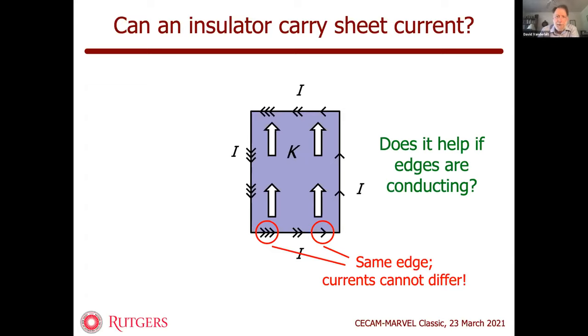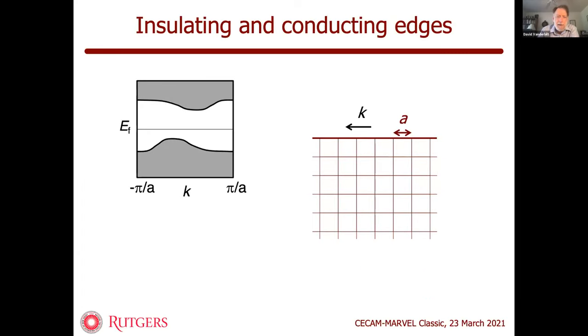Does it help if the edges are conducting? No, not really. Suppose that I put some, this is a little picture of the valence band and the conduction band projected in the one-dimensional wave vector space. And I've got a surface band that comes and cuts the Fermi energy. And you can ask, does that affect the argument that I gave on the previous slide? Does it affect the edge current that's flowing on the edge now that I have these free currents as well as the bound currents? And there's a simple argument that I won't go through in detail.